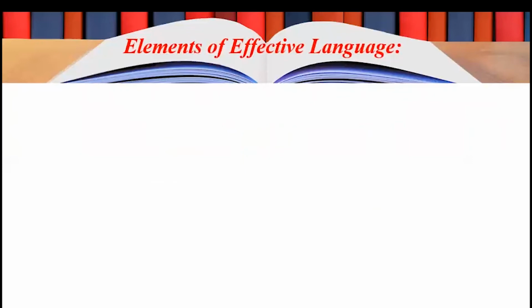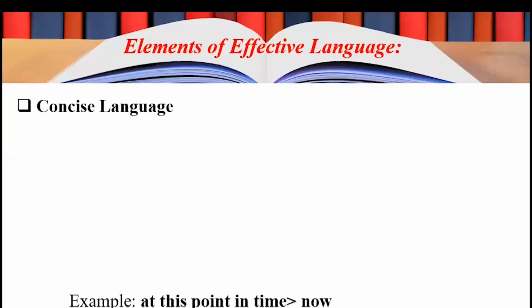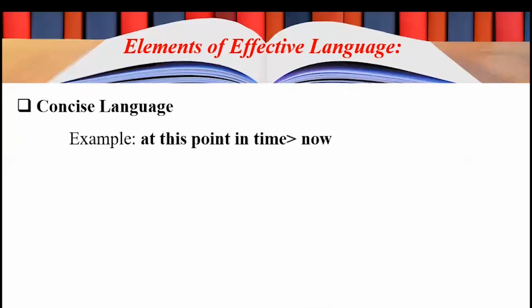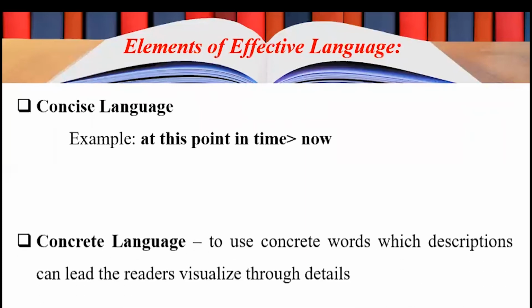These are the elements of effective languages. First, we have concise language. Concise language refers to the use of the fewest number of words possible by using simple sentences and active verbs. Like, for example, instead of saying at this point in time, you can say now. The more simple, the more direct, the better.